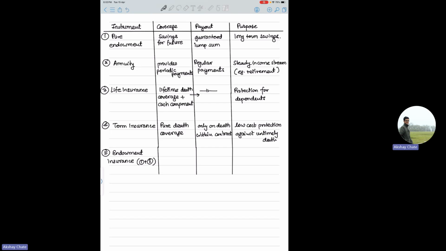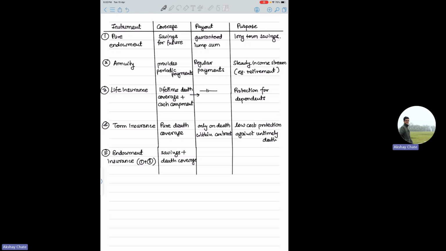Actually, we could have covered or merged the second and third columns also. That would have been better, but it's okay. Okay. So this endowment insurance is nothing but savings plus lifetime death coverage. Okay. So savings plus death coverage. So it offers the benefits of both, but as you can see, it will be costing you more as compared to one or three independently.